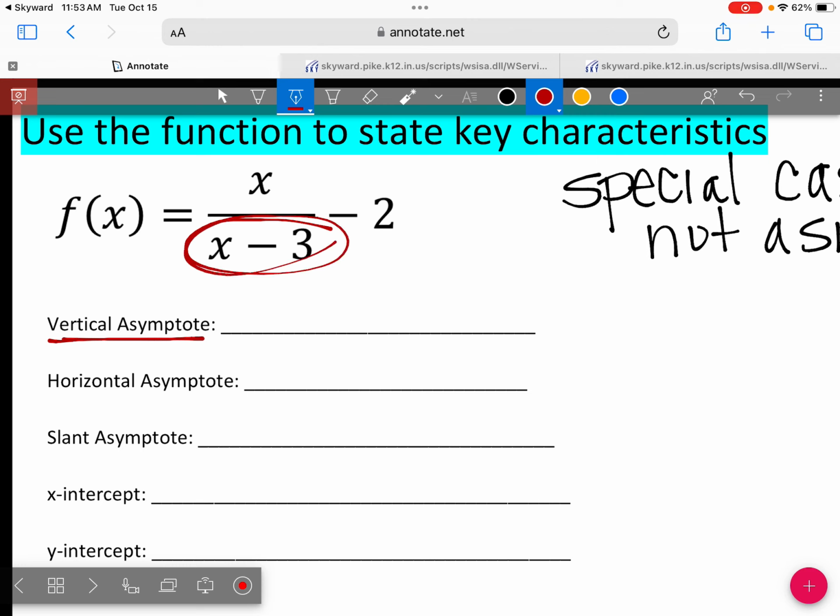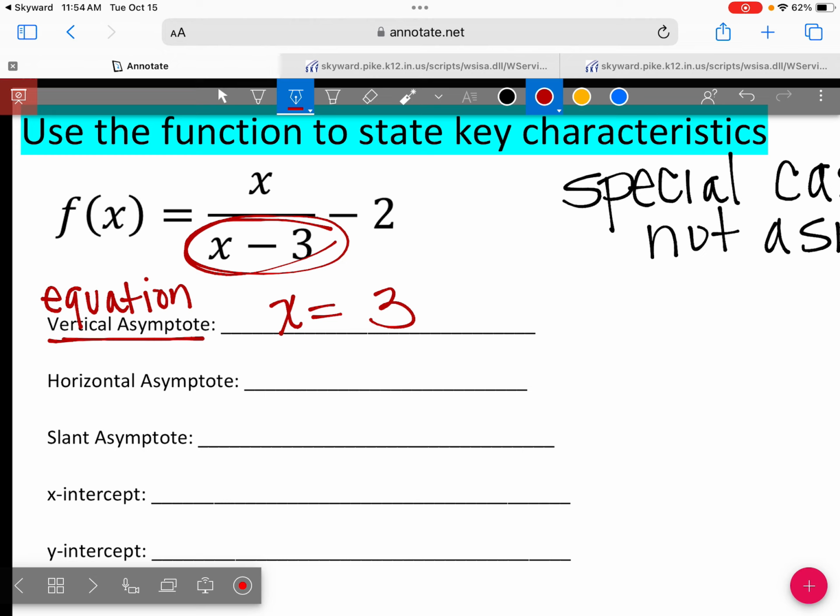So I'm going to use this to find my vertical asymptote. Set that equal to 0. This should be written as an equation. So if you were to just say 3, I'm only going to give you half the points. So instead of just 3, what should you write for the vertical asymptote? X equals 3. And I'm picky about that.